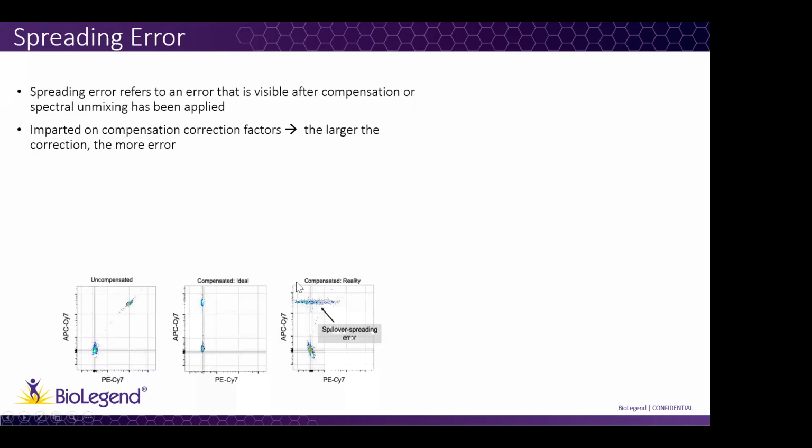In real life, when you need to compensate a lot, you maybe see this kind of fuzzy cloud of cells. So this means that now you have a spillover spreading error here. And basically the more you need to compensate, the larger your compensation, the more error you will most likely have. So there are basically 3 rules that you need to keep in mind when it comes to this spreading error.